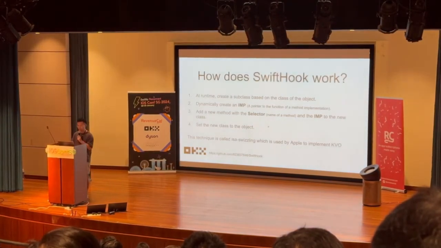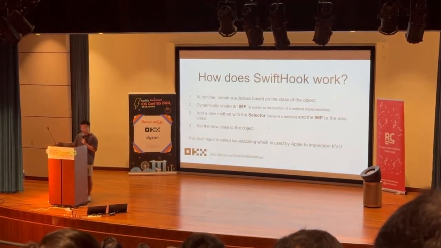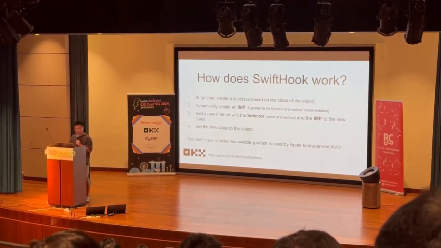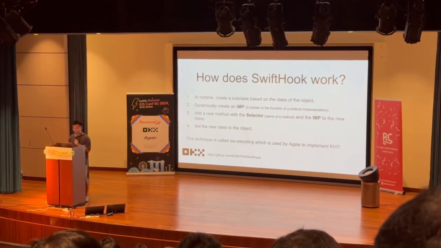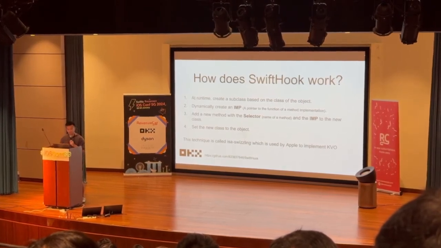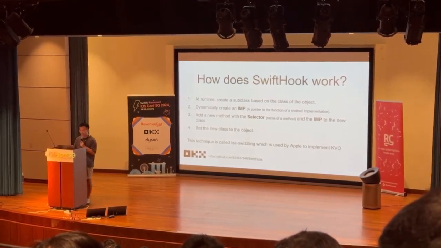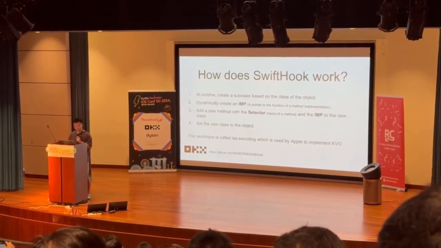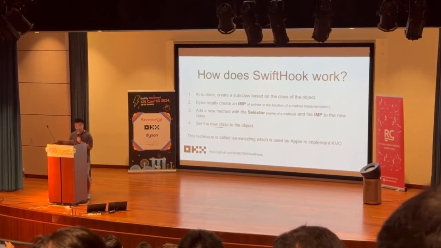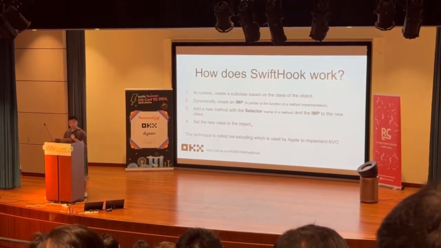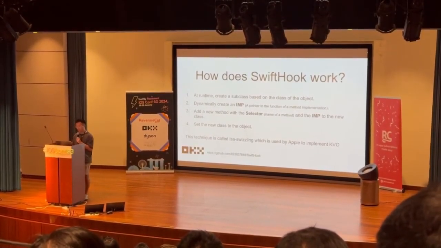How does SwiftHook work? First, at runtime, create a subclass based on the class of the object, and dynamically create an IMP. Actually, it's a pointer to the function of a method implementation. Third, we add a new method with the selector and the IMP to the class. Then set the new class to the object. That technique is called instance swizzling, which is used by Apple to implement KVO.